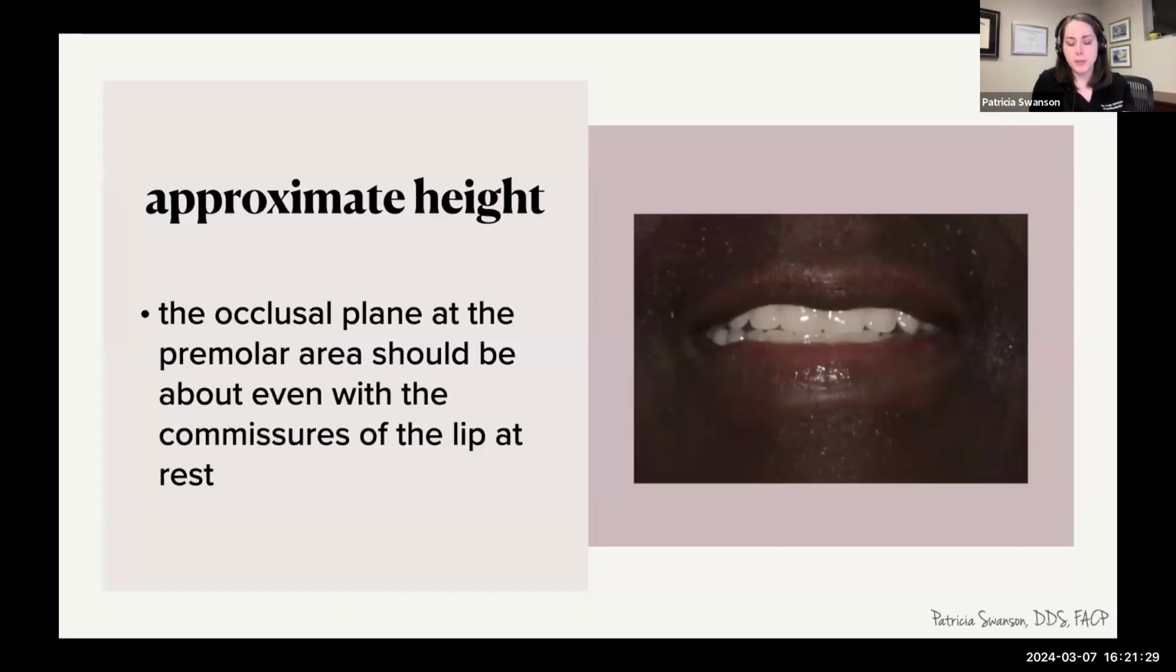So when I want them to relax, I have them lick their lips and then I say, just pretend you're watching TV. And that tends to work better than any other thing that I ever read in a textbook. I just say, pretend you're watching TV, because that's the universal thing that we all know how to do very well. And so when they're at rest, the top surface of their lower premolar ends up about even with the corner of their lips.